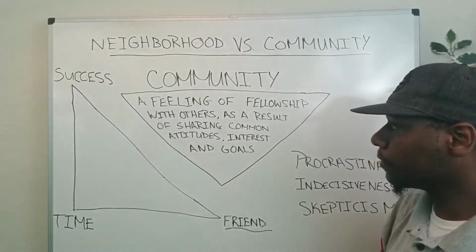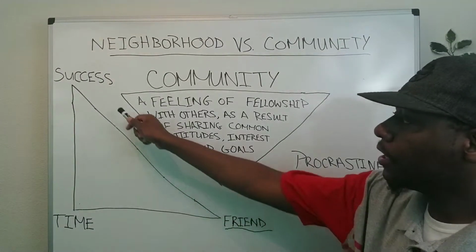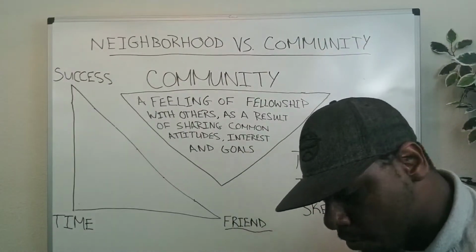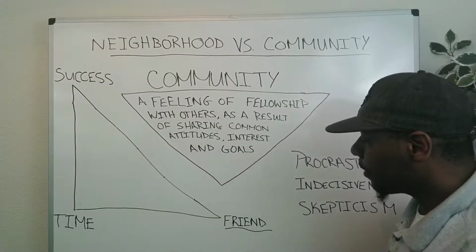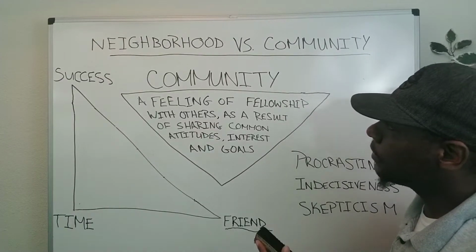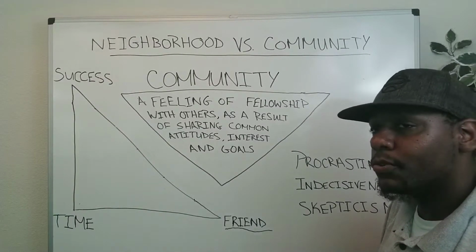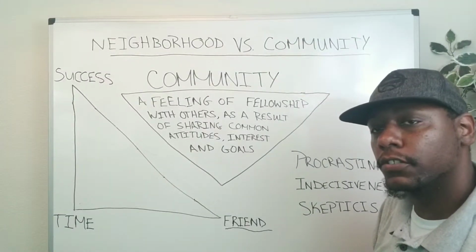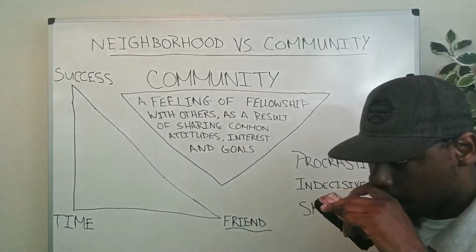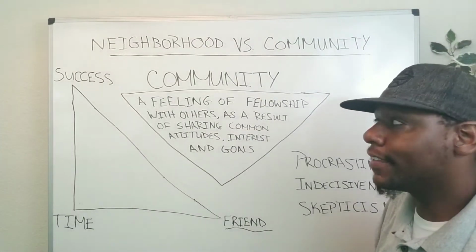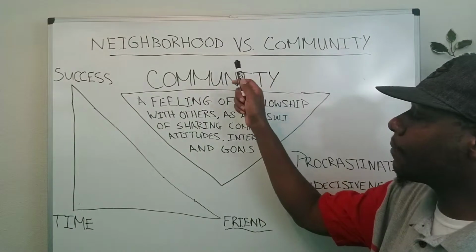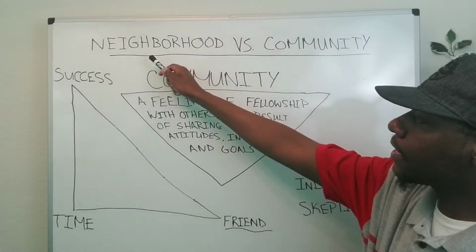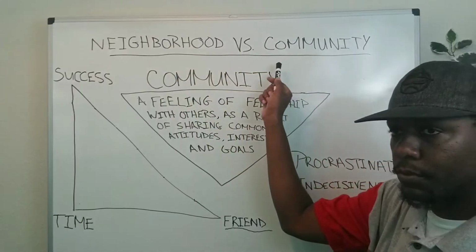So as an entrepreneur who's trying to ascend Success Mountain, and I didn't update the board right here from the last training, I still have the word friend there, but friend is something that goes hand in hand with community. Our last training was friendship versus mentorship. So the friend is still there from that training. This goes hand in hand with that because friendship versus mentorship is kind of similar to neighborhood versus community.